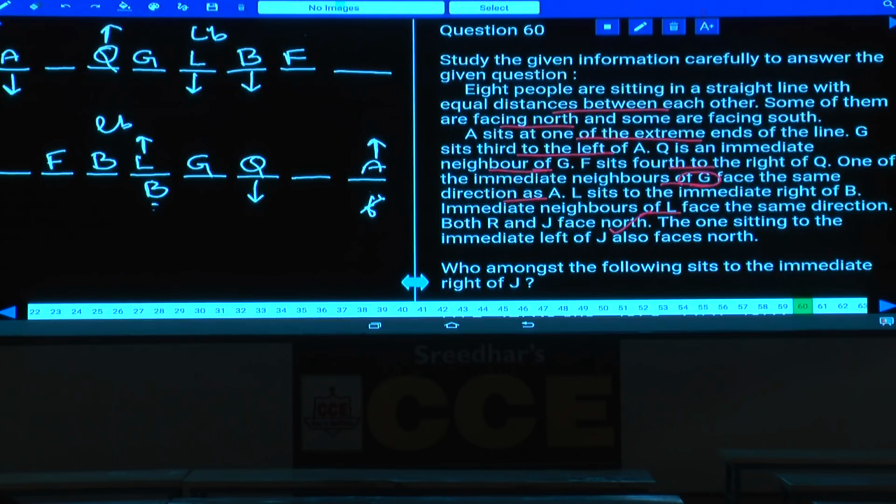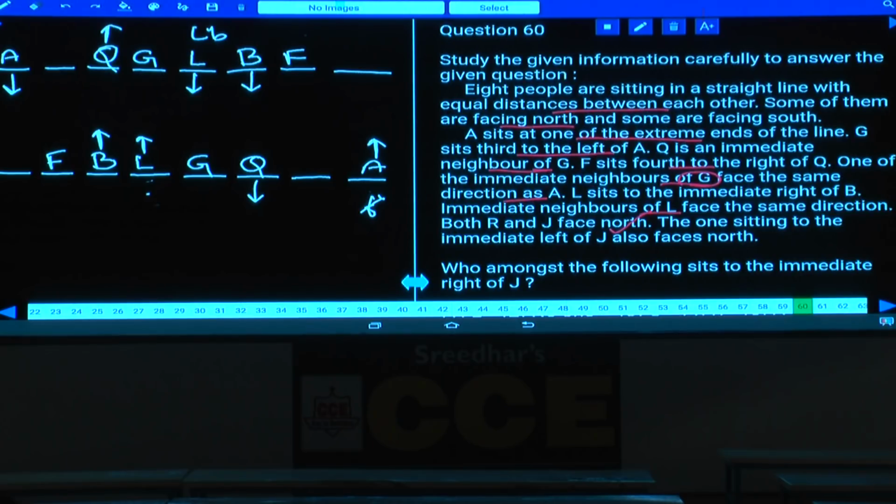And L sits to the immediate right of B means this B must also face towards which direction? Towards north. Done with this? B is facing towards north. L sits to the immediate right hand side of B. Next one. And immediate neighbors of L face the same direction.